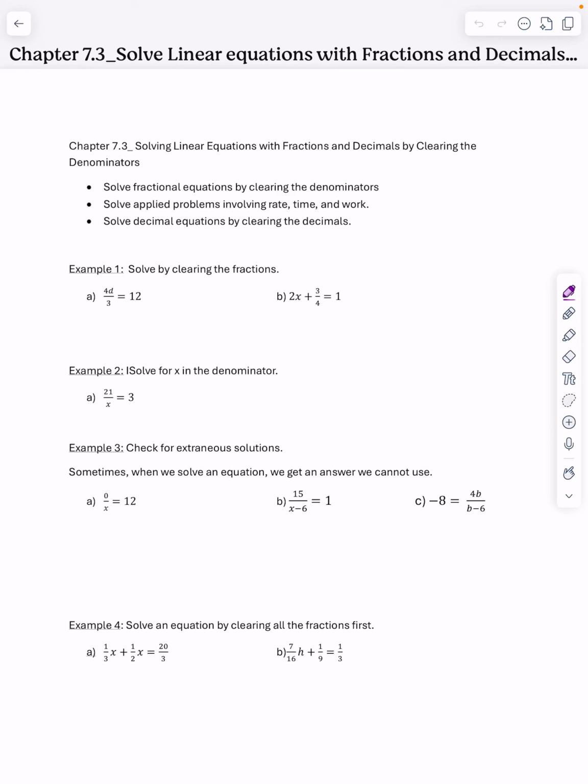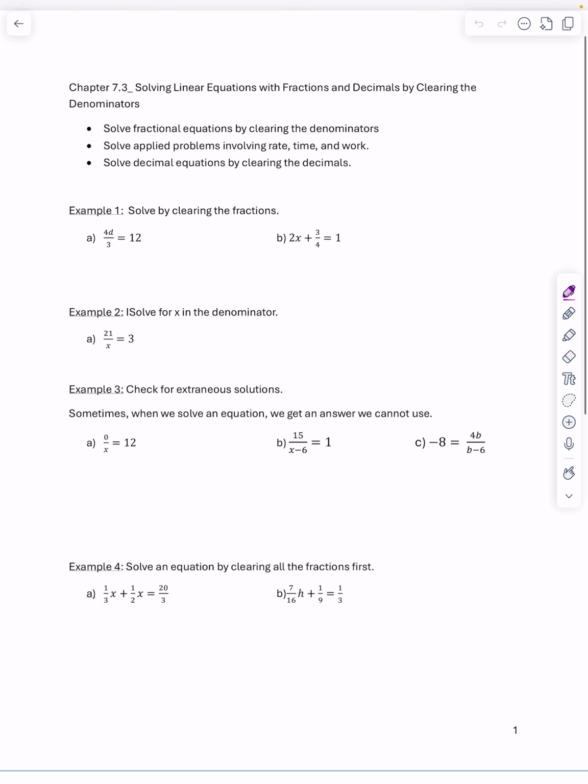Welcome back to the MAT 1140 notes. This is chapter 7.3. We are going to solve linear equations with fractions and decimals. Now, we did a little bit of this in the last couple of sections. Going to be specific here.